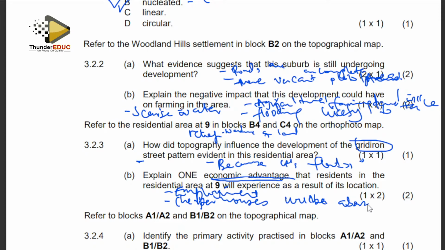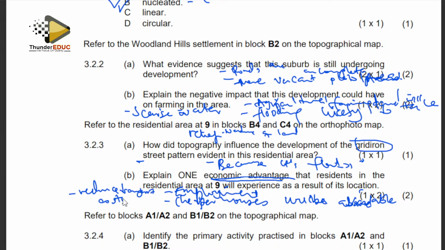So people will have access to very cheap houses because they have built the area. So very cheap houses will be available for these people to rent and sleep in. Okay, so you also know that it will reduce the transport costs.